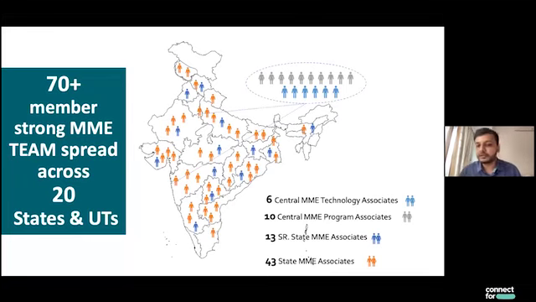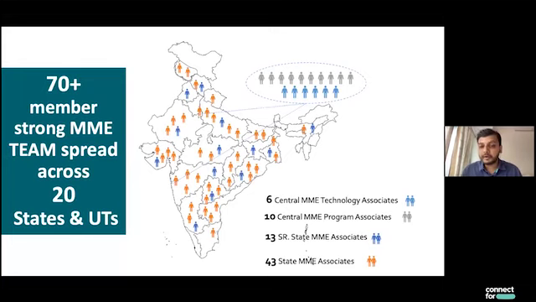One is the leader, who we call a senior state MME associate, while the state MME associate ensures that any measurement, any data collection is done timely from the field level, and data discussions are taken up with all team members within the state. Then we have 10 central MME program associates, people like me and Karthik, who design and conceptualize measurement frameworks, and are responsible for analyzing data, getting insights from the data, and then driving decisions at all levels in the program.